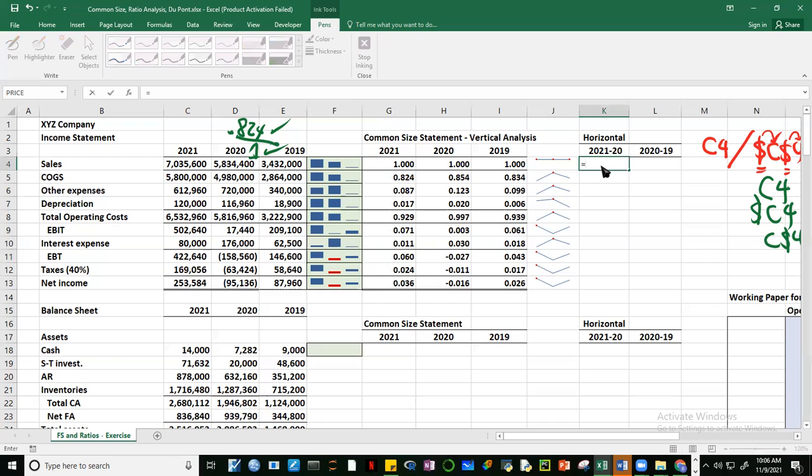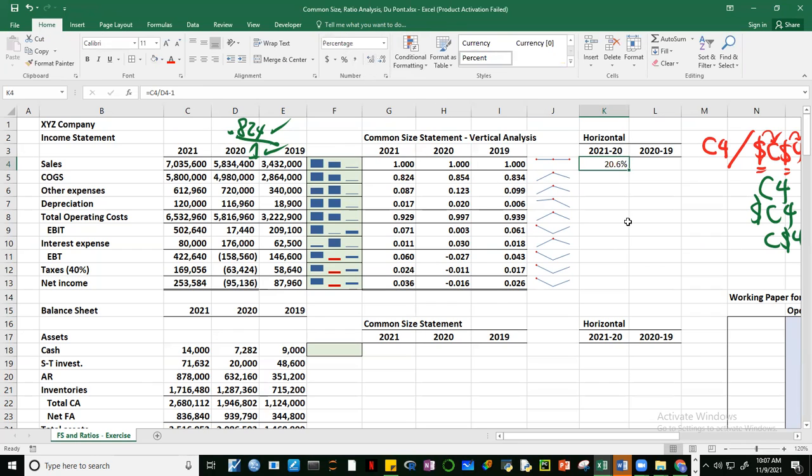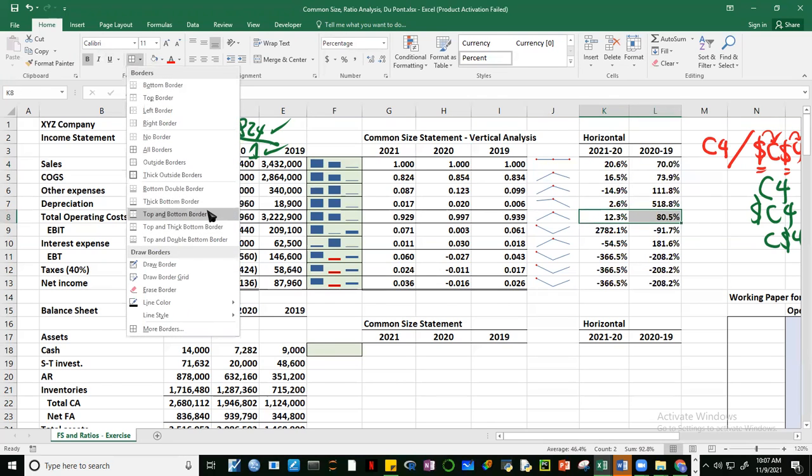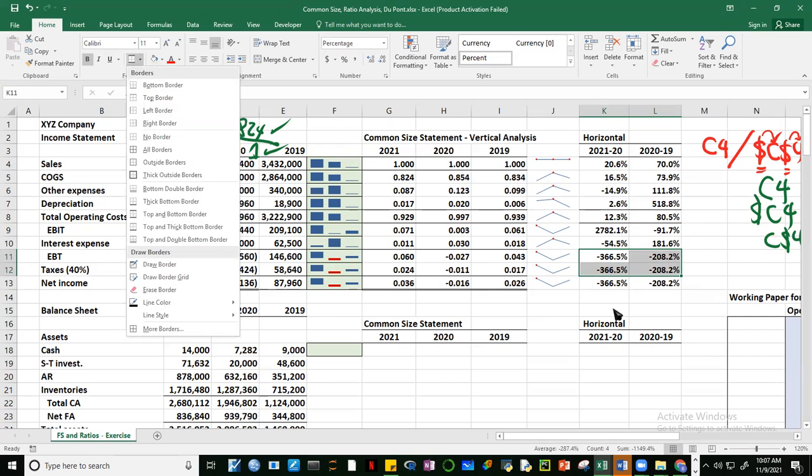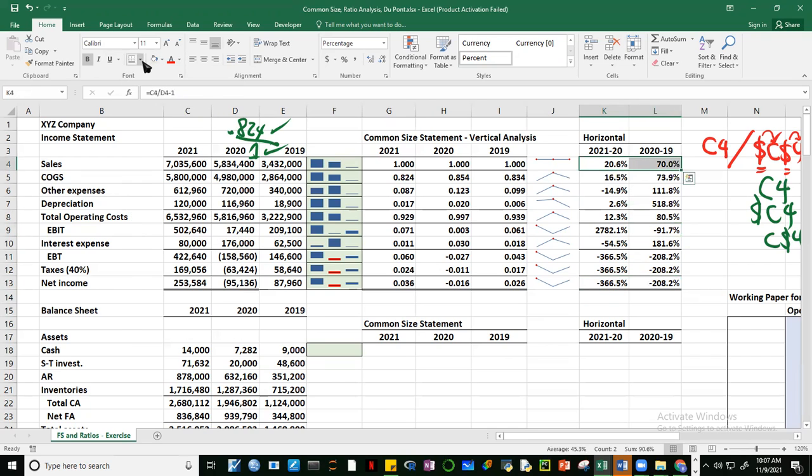So the formula for this one is equal to the current value divided by the previous value minus one. If you recall, that's how we get the growth rate per year. So let's modify this and make it into percent, maybe just one decimal place. I'll bold this, copy to the right, copy below, and then put the formatting, top and bottom border, so that it can easily guide us in the interpretation. So this is our horizontal analysis, guys.